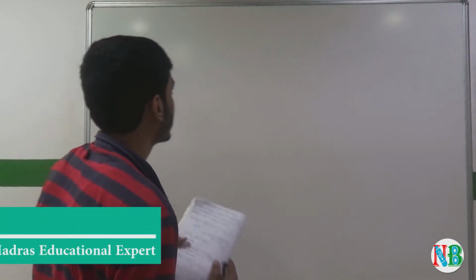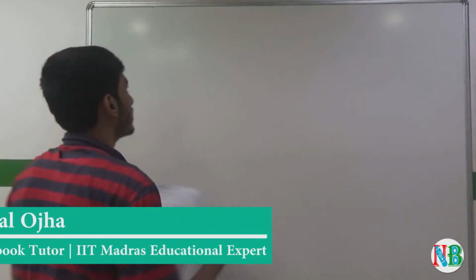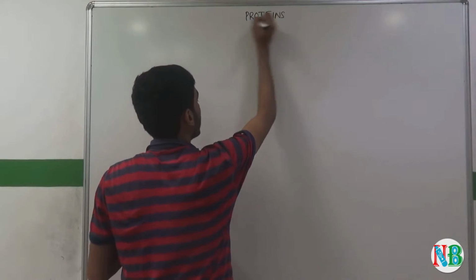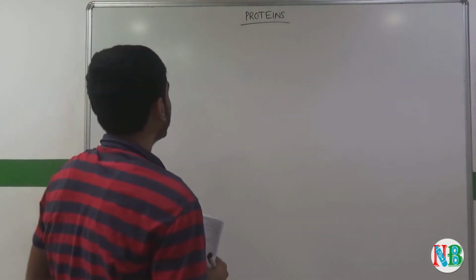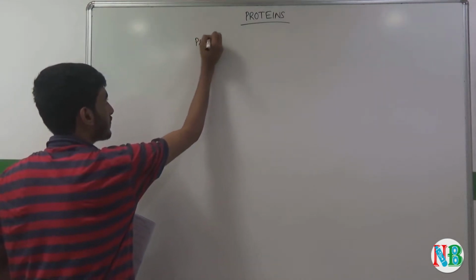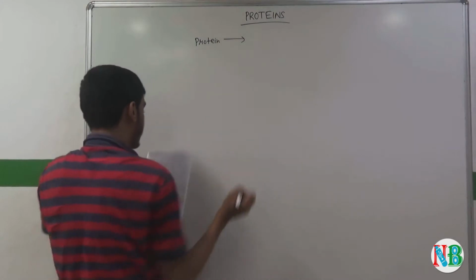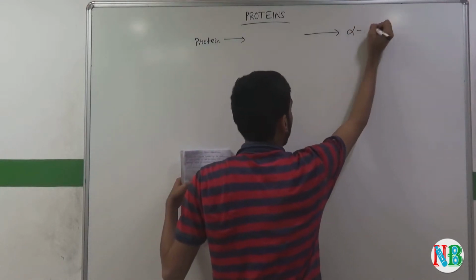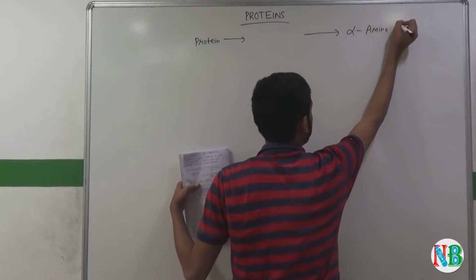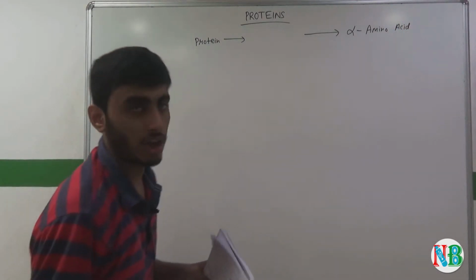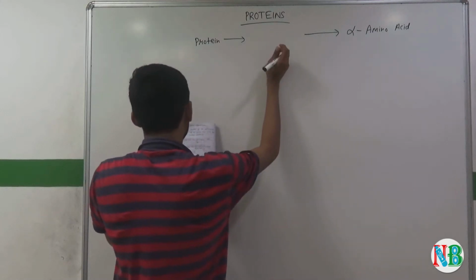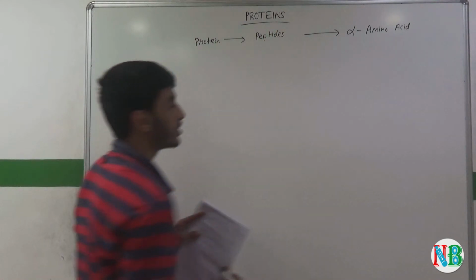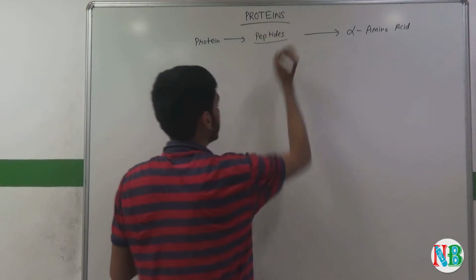So hello friends, let's learn some more things about the topic we are doing, which is proteins. Until now we have seen that on complete hydrolysis of proteins you ultimately get alpha amino acids. But if you don't do the complete hydrolysis, in the middle you get peptides. So now let's learn what these are.